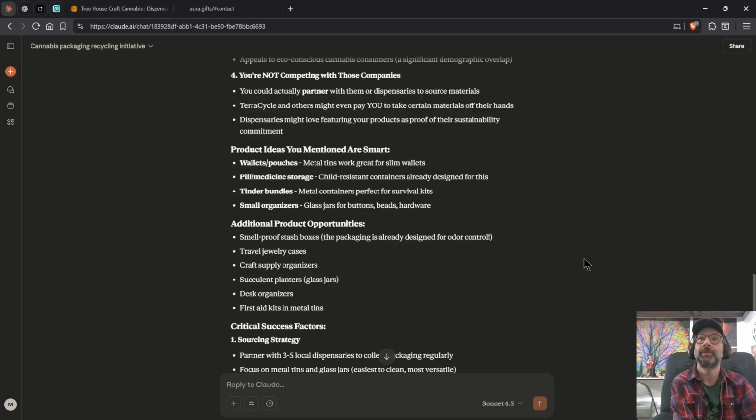Product ideas you mentioned are smart. Wallets, pouches, pill medicine storage, Tinder bundles, small organizers. Those glass jars are perfect if you make a nice design. This is the great part of this idea. You could work with schools, people building these things for you, and they get a cut. Once this is profitable, I could start this out of my basement here or in the garage, and once that becomes unmanageable and there's enough business there, I could hire somebody to do these for me.